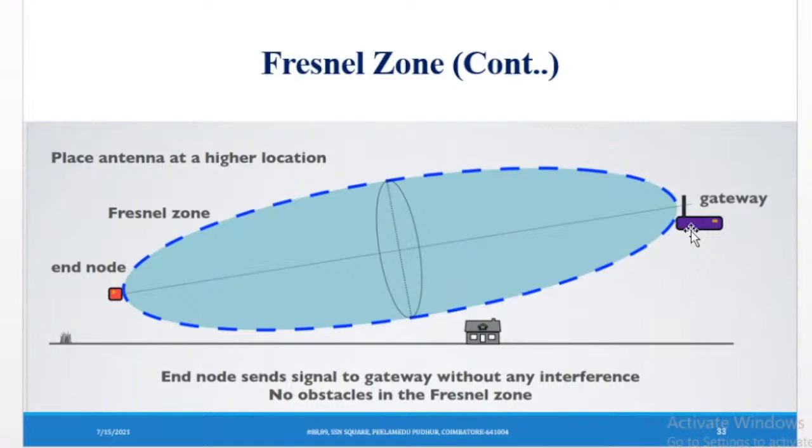What is the dB of the antenna? What gain antenna are you going to use? 3 dB, 5 dB, 12 dB, based upon the customer's place and environmental factor, you have to decide.